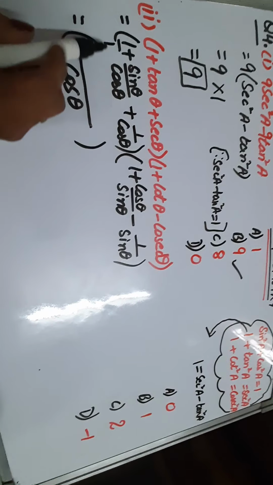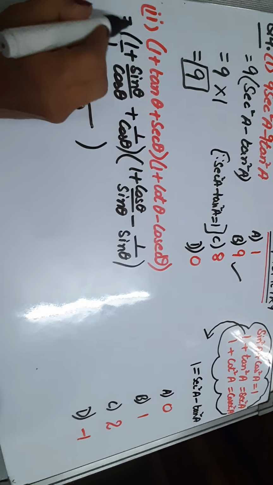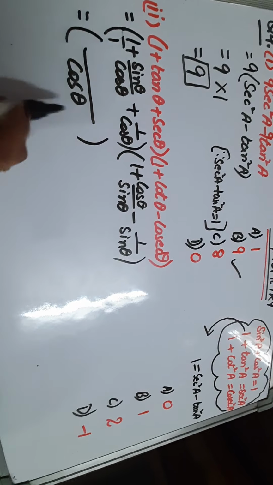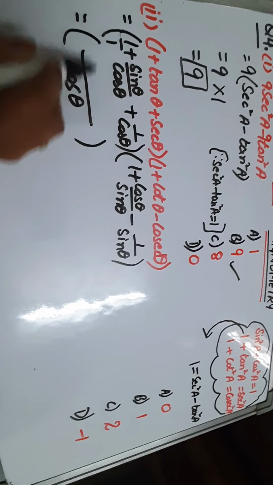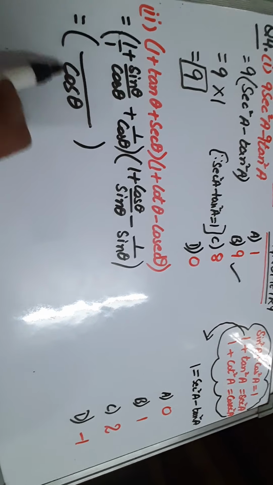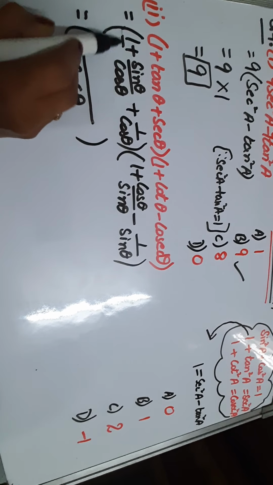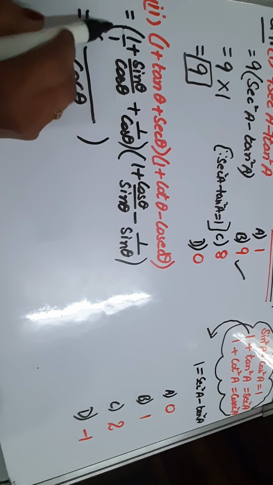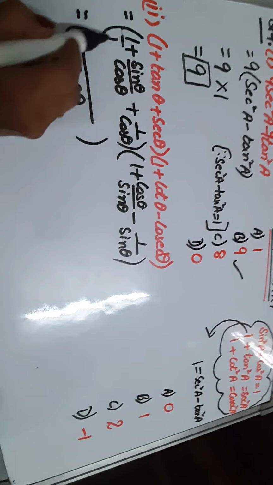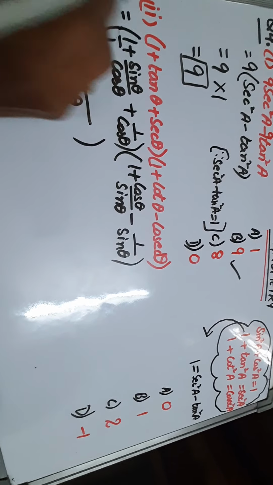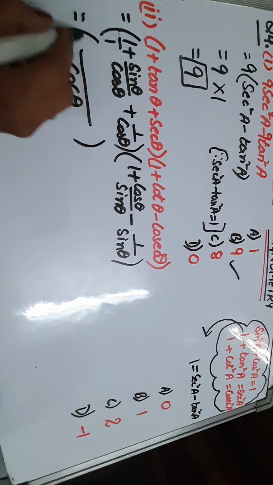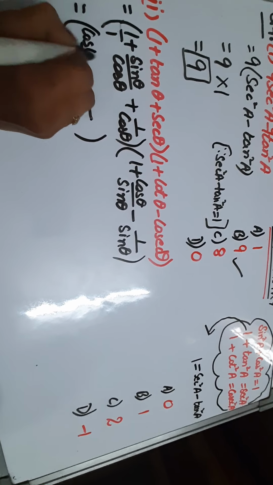As I told you how to take the LCM in trigonometry, just compare the two denominators. This is the LCM and this is denominator 1. You have to check what is missing in the denominator. Is cos theta there or not? If it is not there, we will multiply it in the numerator. That means cos theta into 1 is cos theta.